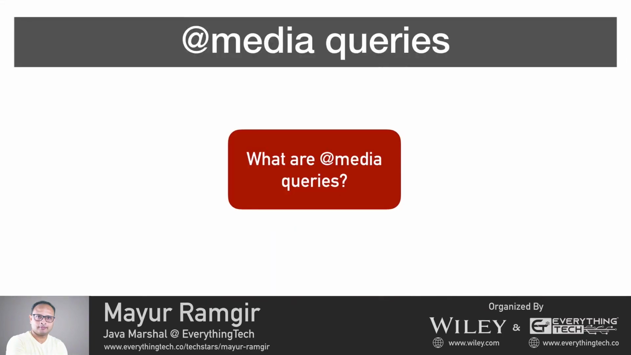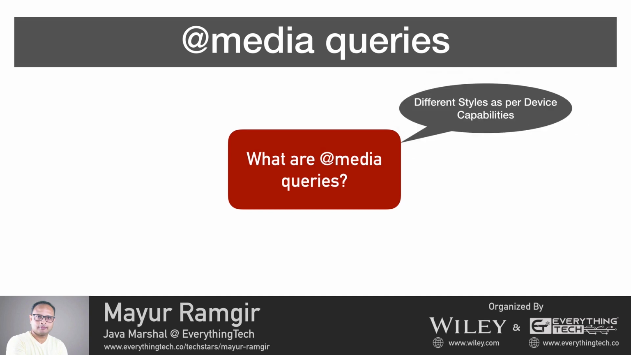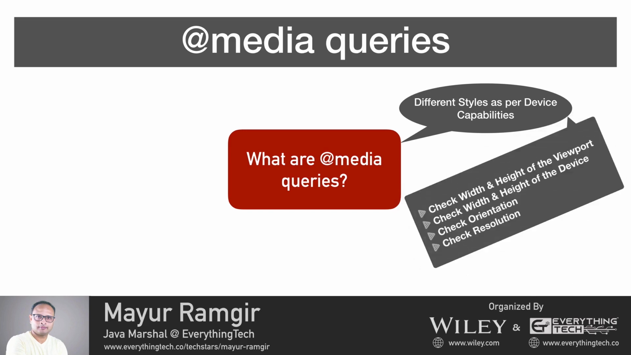Media queries. What are media queries? Media queries allow you to use different styles as per the device's capabilities. CSS3 extended the CSS media types concept as it failed to get support from all the devices. Media queries do not look for a type of device, but look at the capability of the device. It can be used for checking the width and height of the viewport and device.